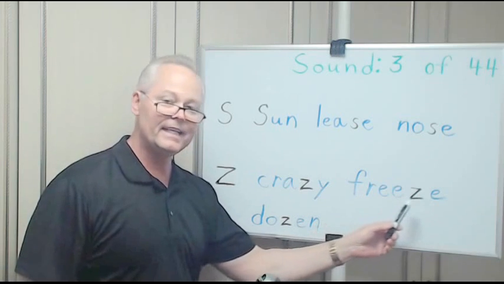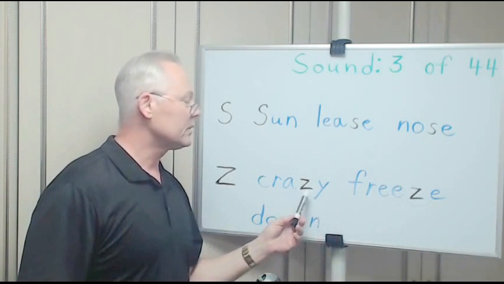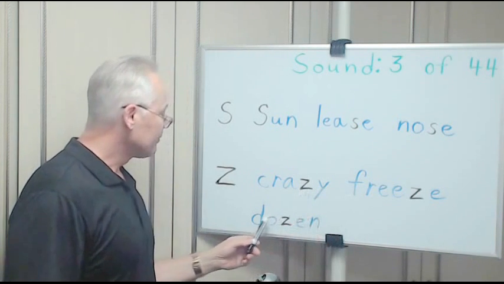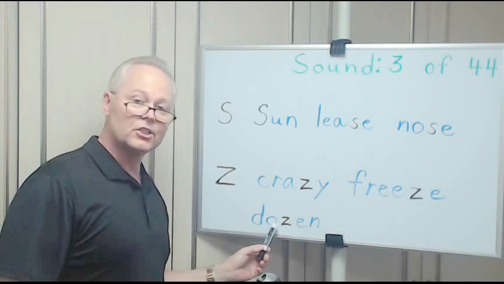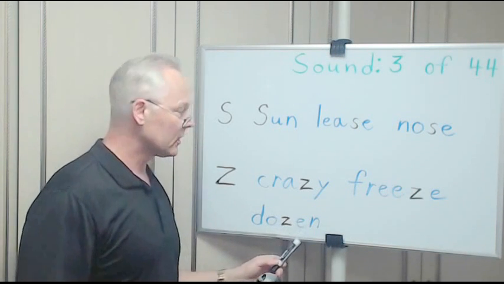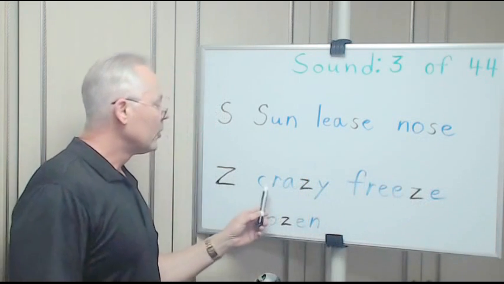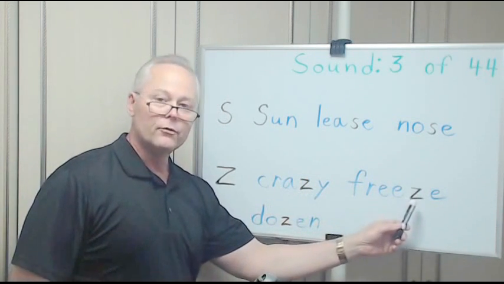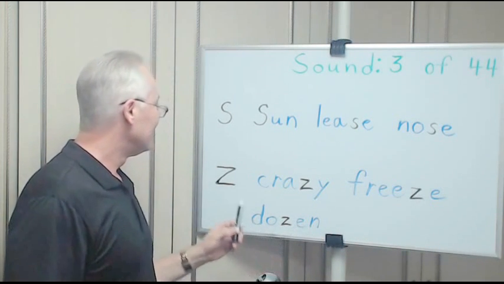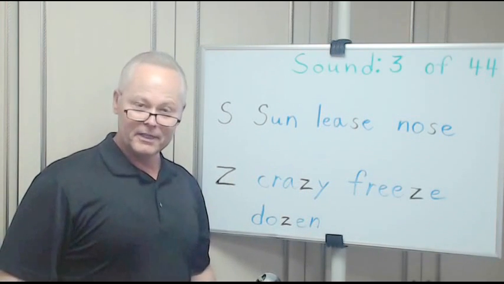Freeze. Now they're the same letter, but they seem to end with a different sound, don't they? And we have the word dozen. And there's our S: sun, lease, nose, crazy, freeze, dozen. S and Z, sound number 3. That's the end of this lesson.